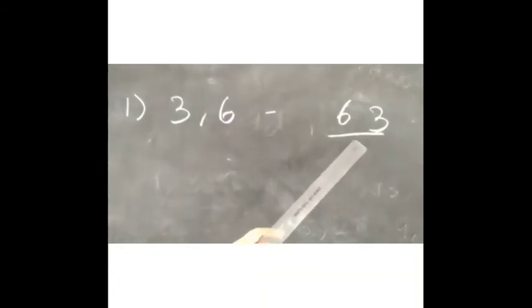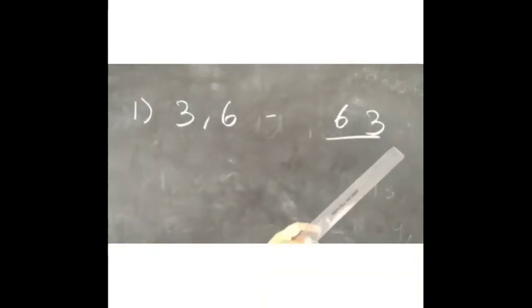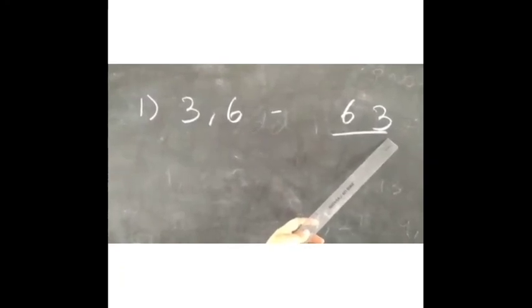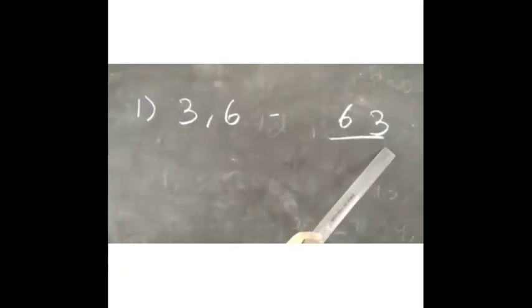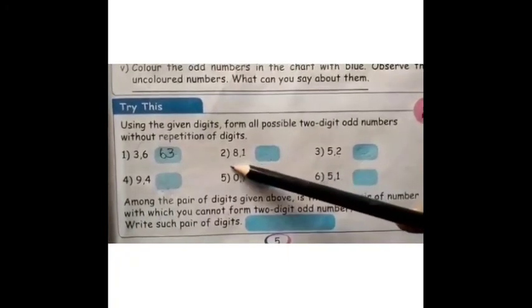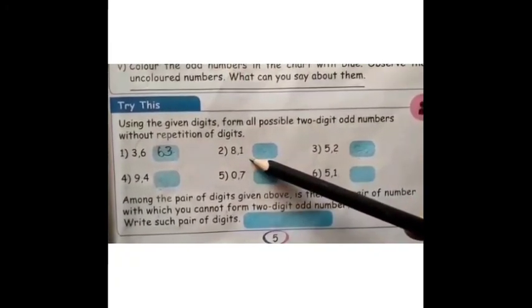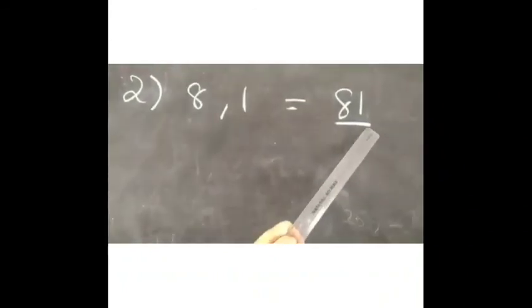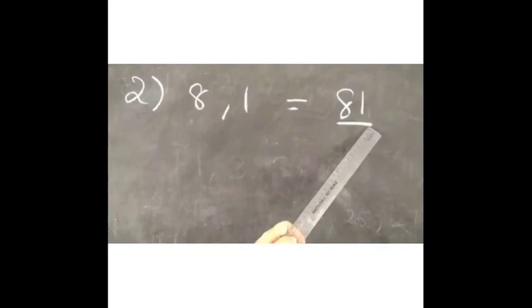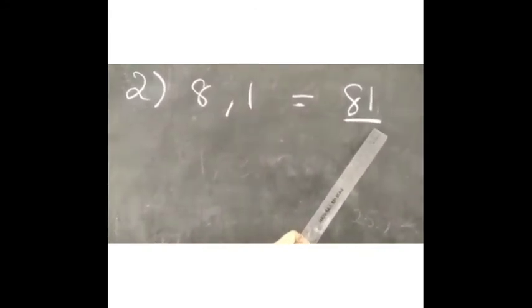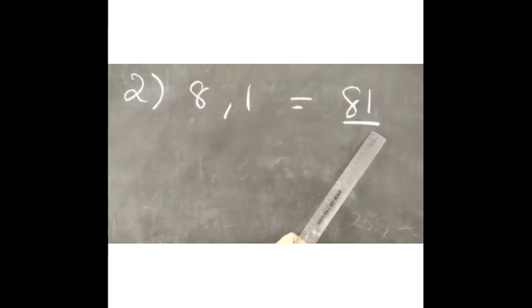Let us take number 63. 3 is in the ones place. 3 is an odd number. So, 63 is also an odd number. Next, the second question is 8, 1. Let us take number 81. 1 is in the ones place. 1 is an odd number. So, 81 is also an odd number.